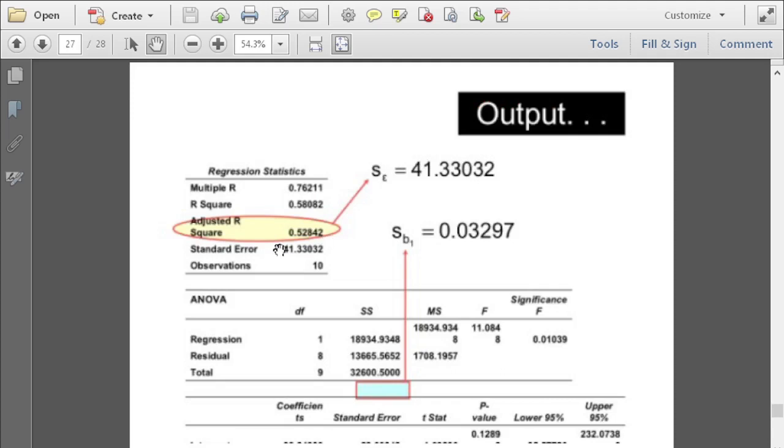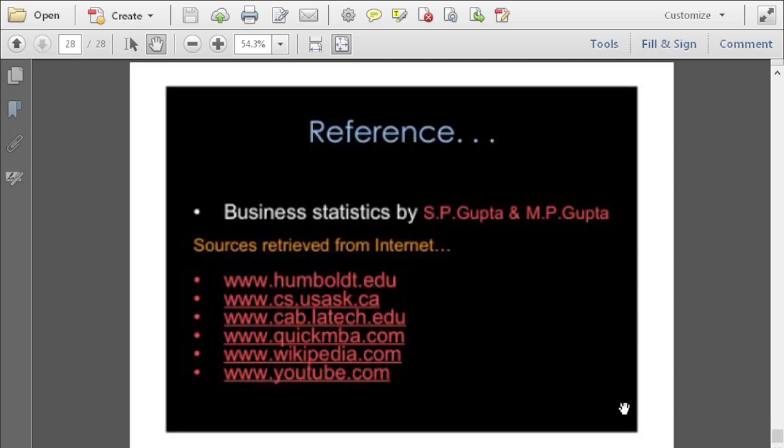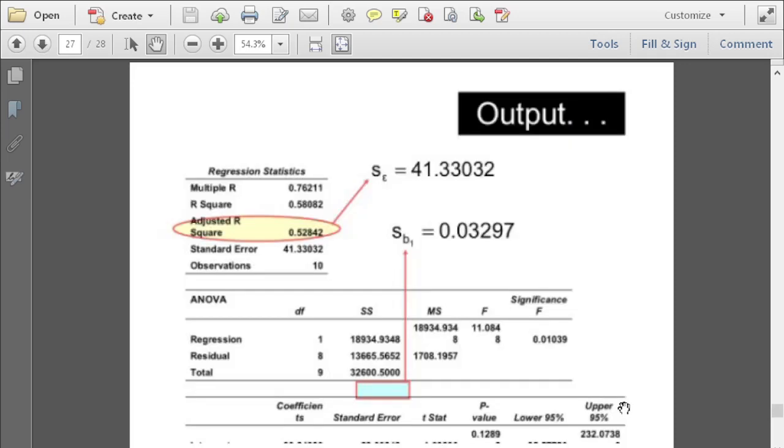So next is the adjusted R square. Here is SSE. This is the error, the total residual. Oh, wait, it's not clear. Where did he get SSB1? 0.032. Okay, let me check where that came from. Okay, so I'm going to try to input the data, guys, using Excel and check where SB1 was taken from, okay?